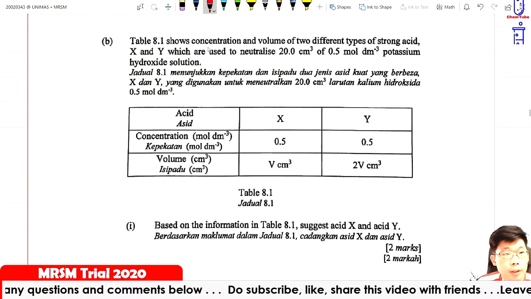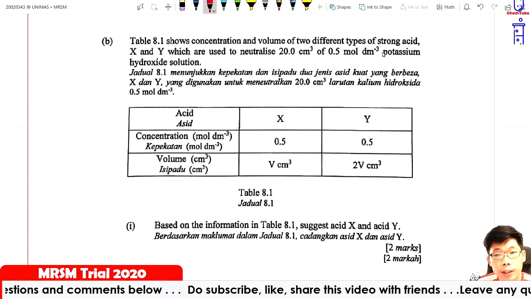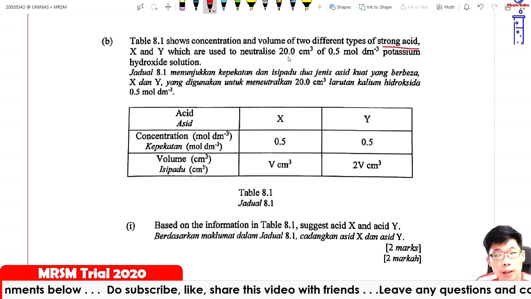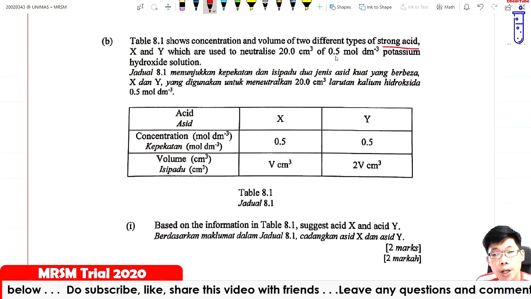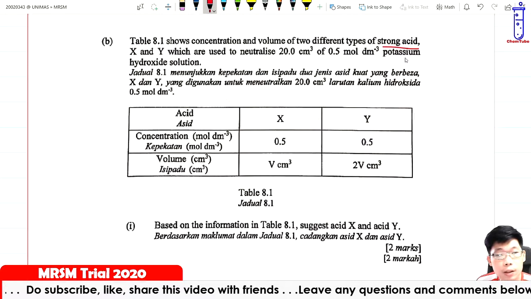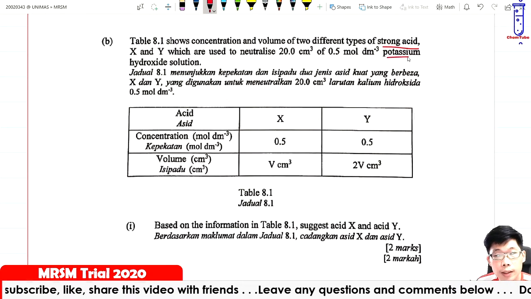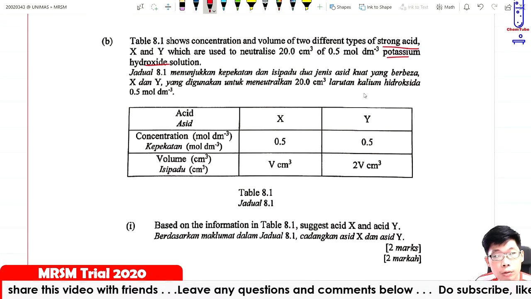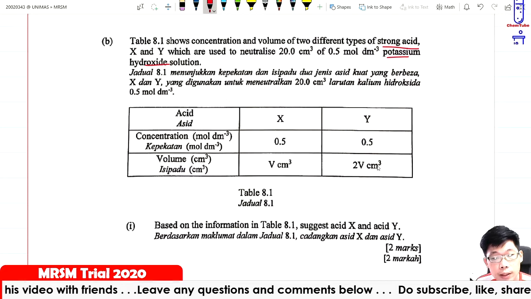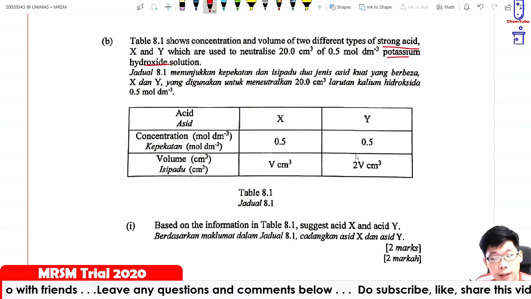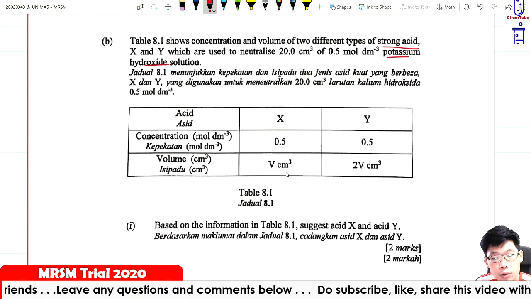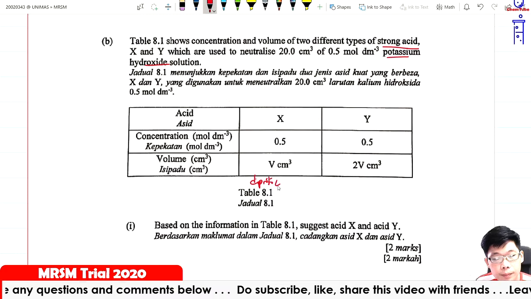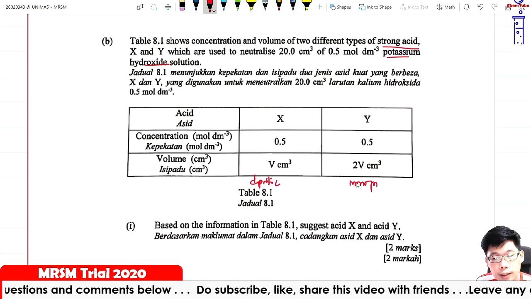Okay, the table shows the concentration and volume of 2 different types of strong acid, X and Y, which are used to neutralize 20 cubic centimeter of 0.5 mole per cubic decimeter potassium hydroxide solution. So potassium hydroxide is a strong alkaline. The concentration is the same, but the volume used to neutralize the alkaline is V. This is 2V, meaning this is double, so this acid will be a diprotic acid. This one is a monoprotic acid.